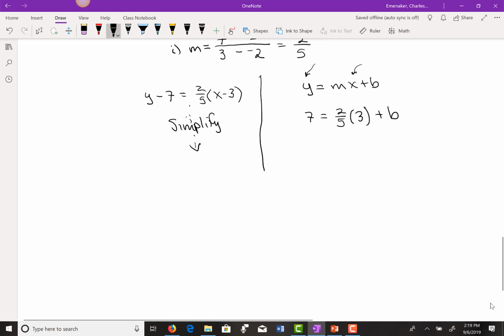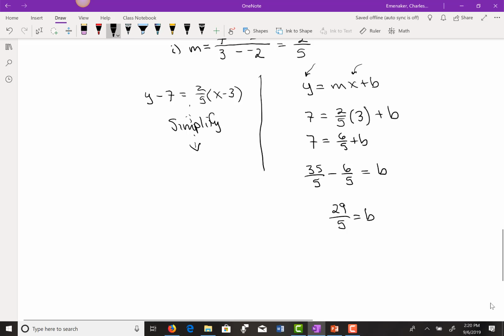So this is going to give us 7 equals 6 over 5 plus b. We need a common denominator of 5, so this is going to be 35 over 5. Then I can subtract the 6 over 5 to get b. I got a common denominator and moved the constant over to the left side. Are you okay with that? So it's going to give us 29 over 5 equals b.